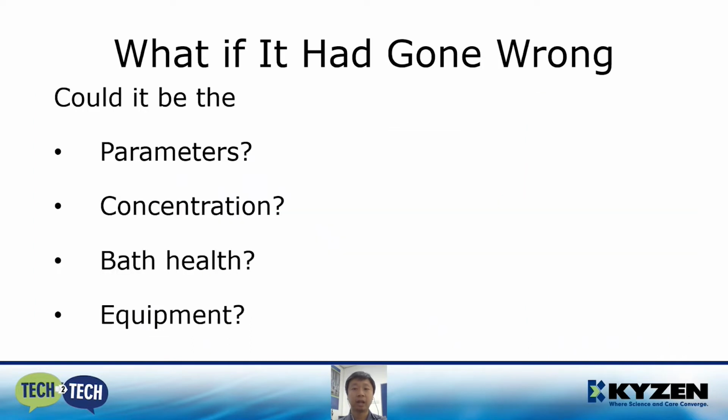So what if it goes wrong, and the parts come out after the cleaning process not clean? The variables within the process, we have to find out one by one to know what exactly the causes are. These are a few of the common variables. Could it be the process parameters, or the concentration, due to insufficient replenishment to maintain the concentration within specification windows? So what about the bath health?